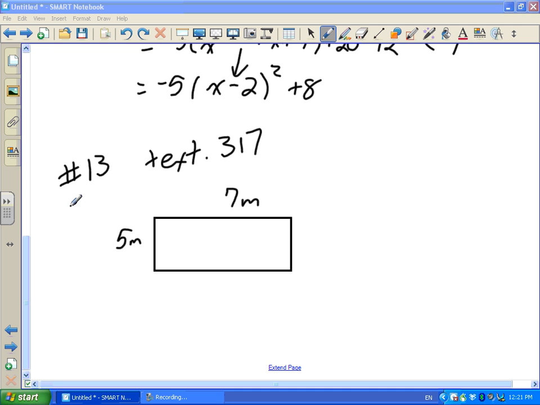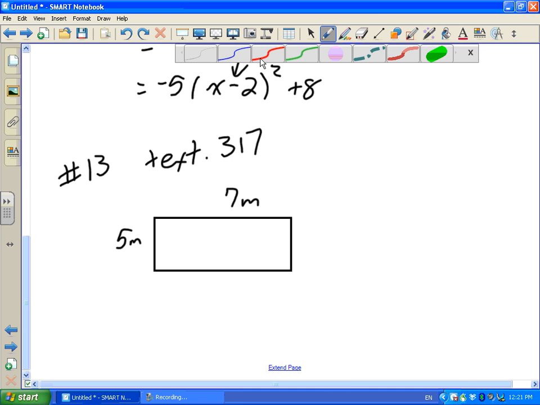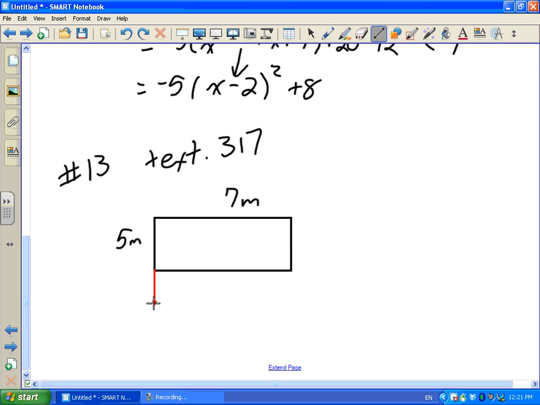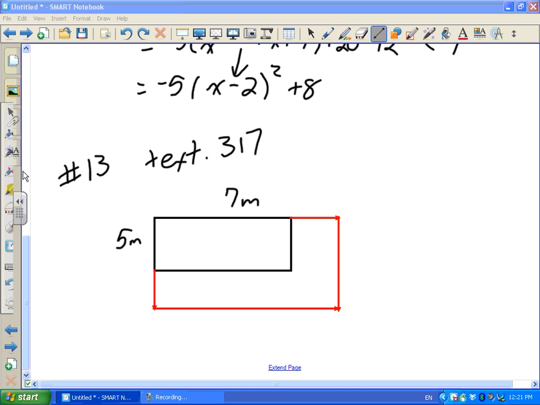Okay? Both dimensions are to be extended by the exact same amount. So we know these are going to extend now. The length and the width are going to extend by the same amount, which means we're going to have a new rectangle. It's going to be roughly that size.